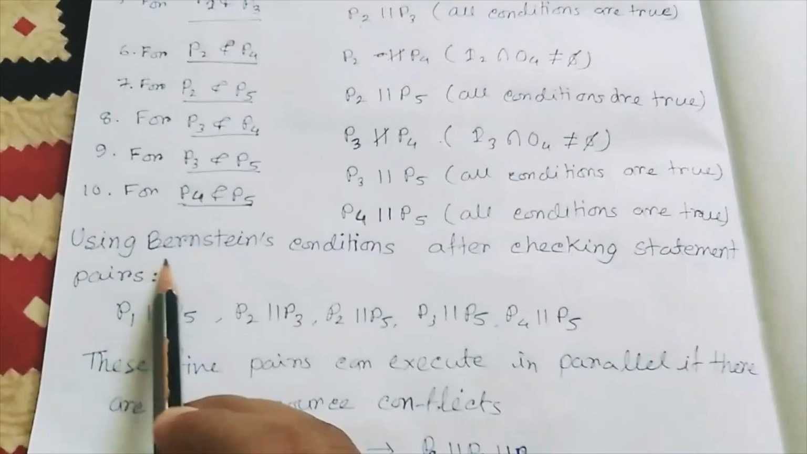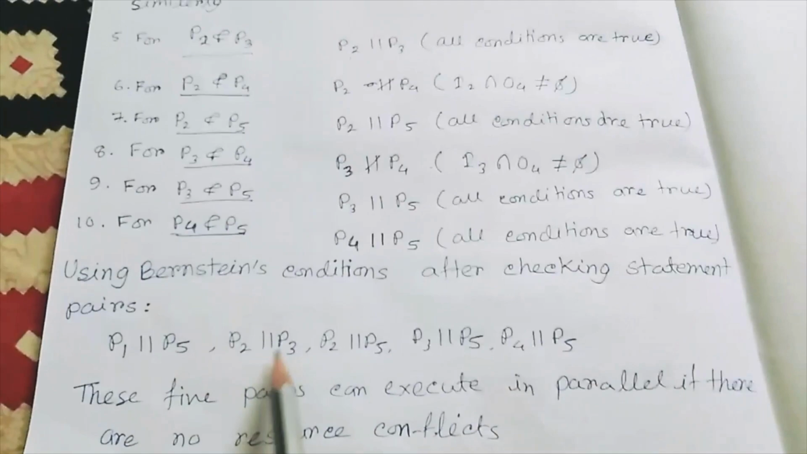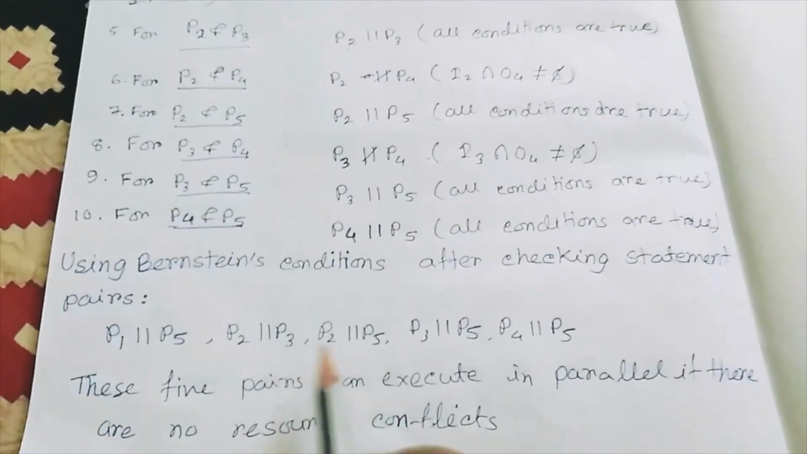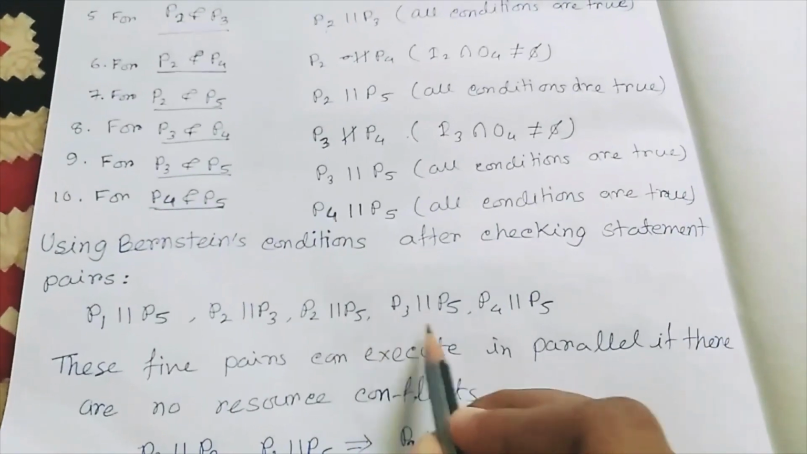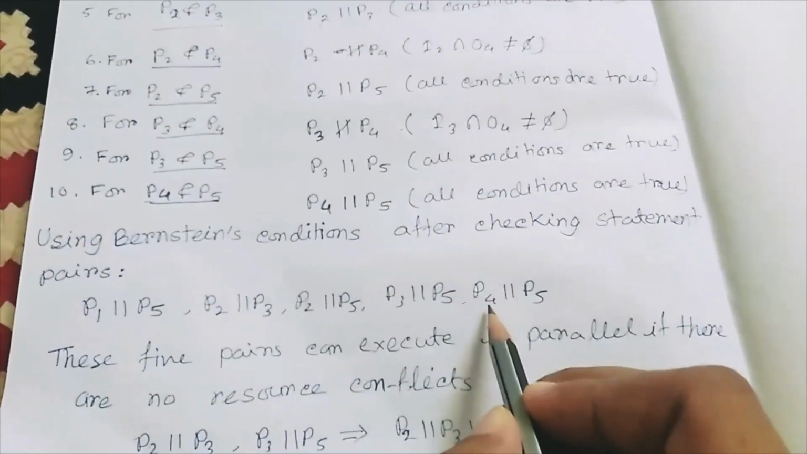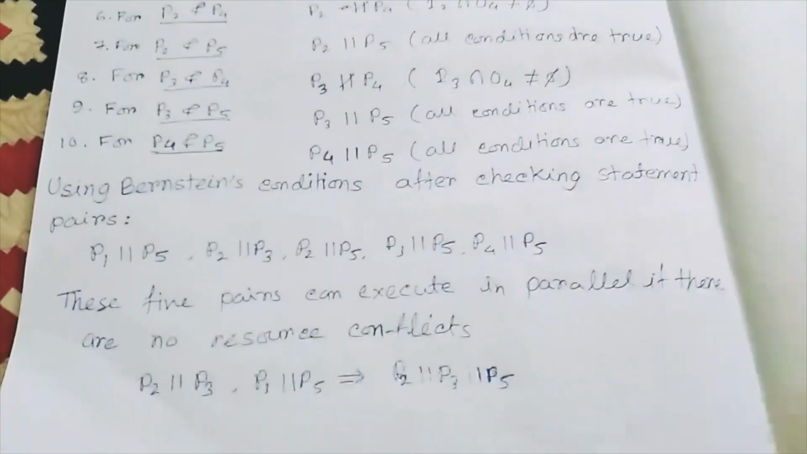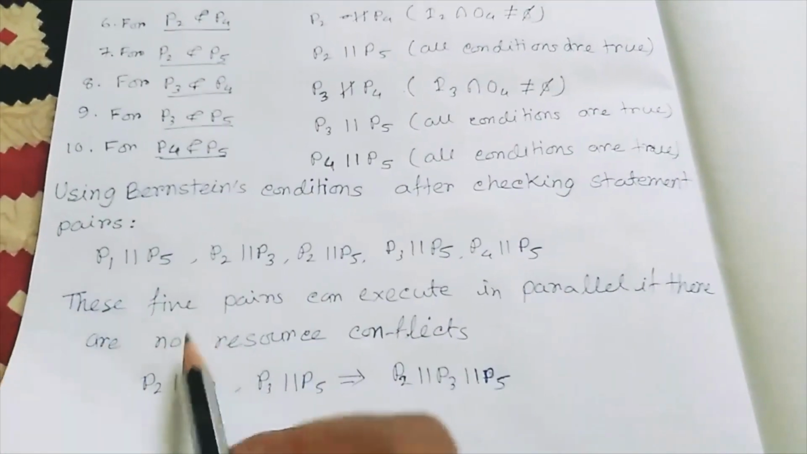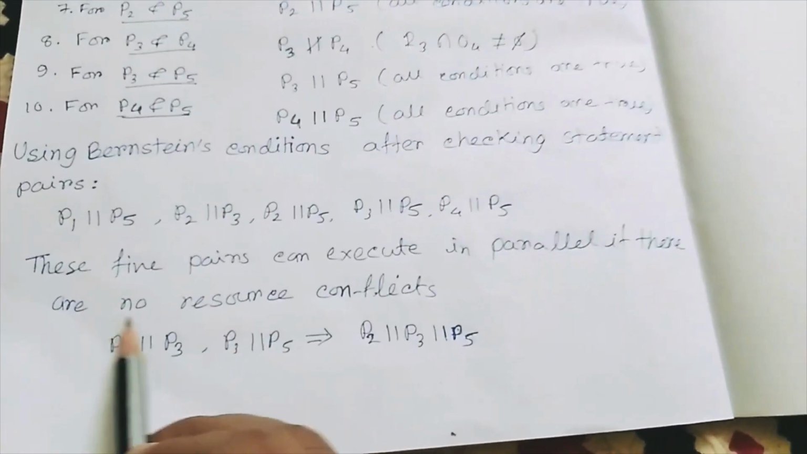Now we conclude from this checking of Bernstein's conditions that P1 is parallel with P5, P2 is parallel to P3, P2 is parallel with P5, P3 is parallel with P5, and P4 is parallel with P5. That I have told just before. These 5 pairs can execute in parallel if there are no resource conflicts.